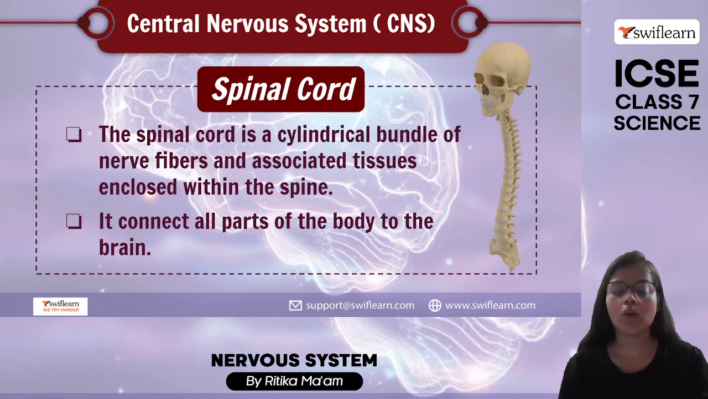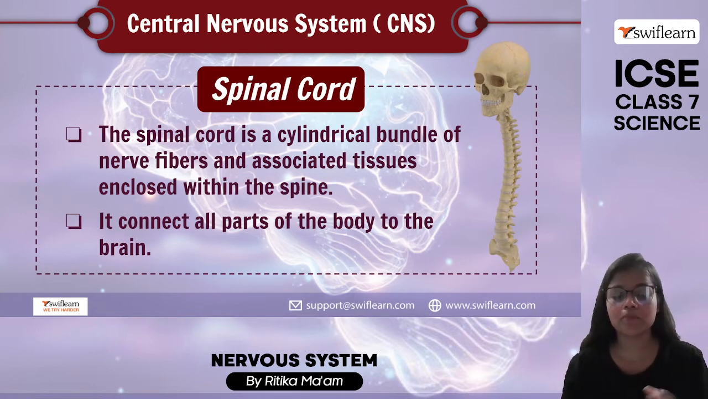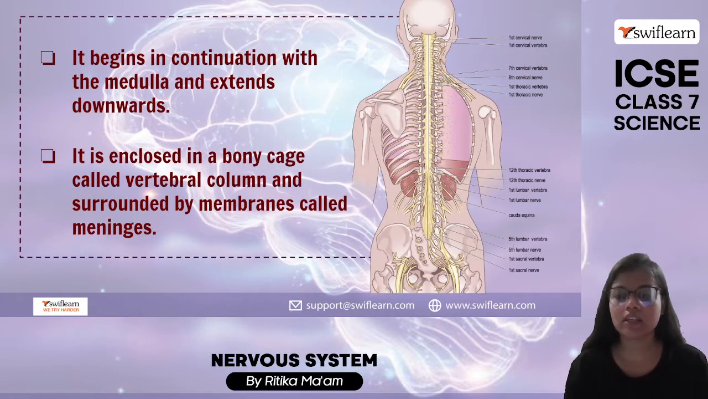Now spinal cord. So what is spinal cord? It is a kind of cylindrical bundle of nerve fibers and associated tissues, and these are enclosed within a spine, and it connects all the parts of our body to the brain. So we will see how it runs.